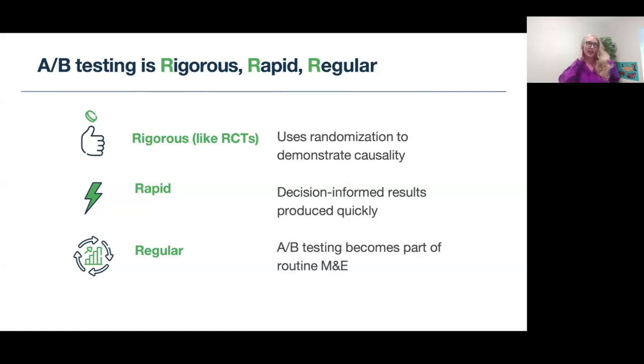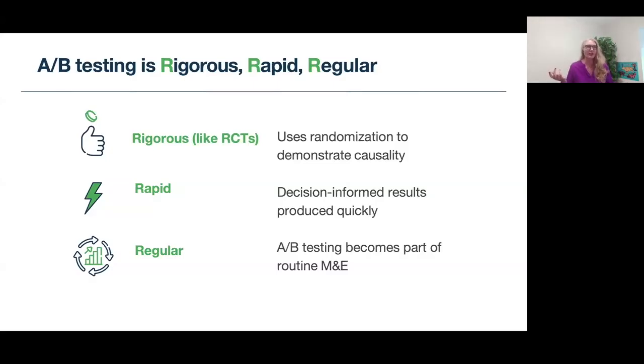Also unlike RCTs, A/B testing is routine or regular. So it's a continuous process. You're not just doing one A/B test, you're usually doing multiple ongoing A/B tests. It becomes part of your routine and regular M&E practice.